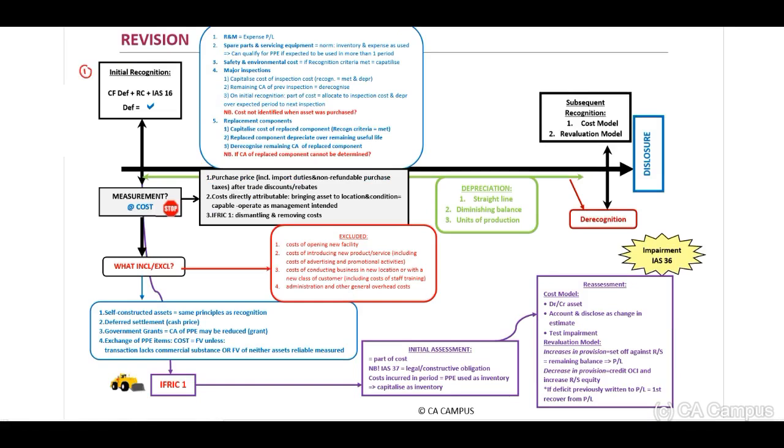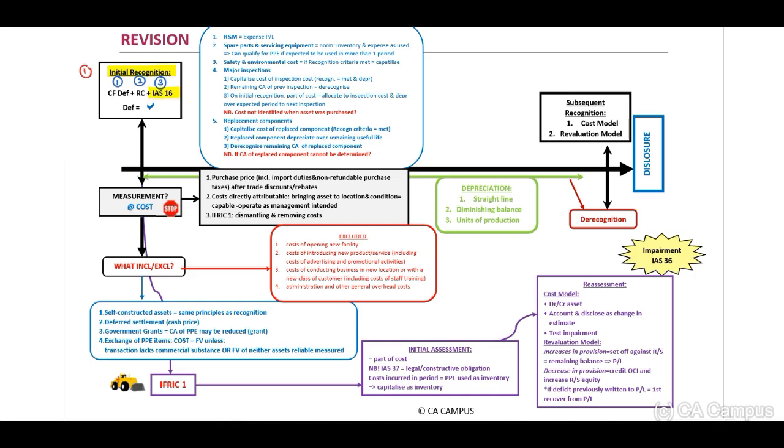Now it is important, if there's a theory question for you to discuss, that when you look at initial recognition, when an asset is purchased, you need to discuss the conceptual framework definition of an asset. Then you need to remember it has to meet the recognition criteria. And the third definition will be the definition of IAS 16.